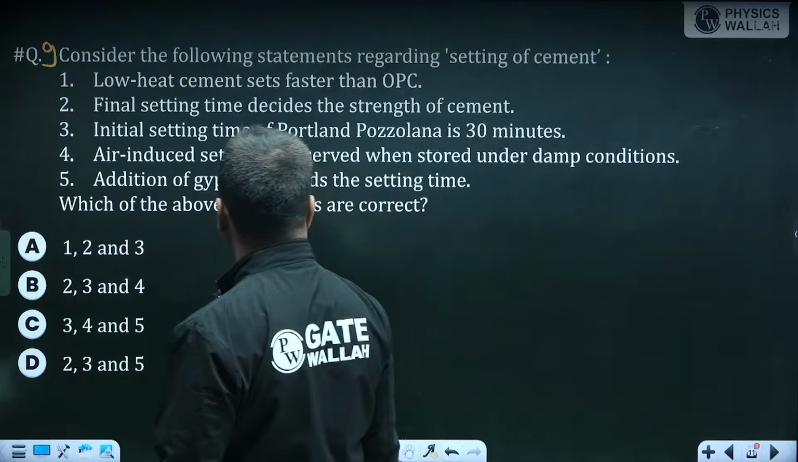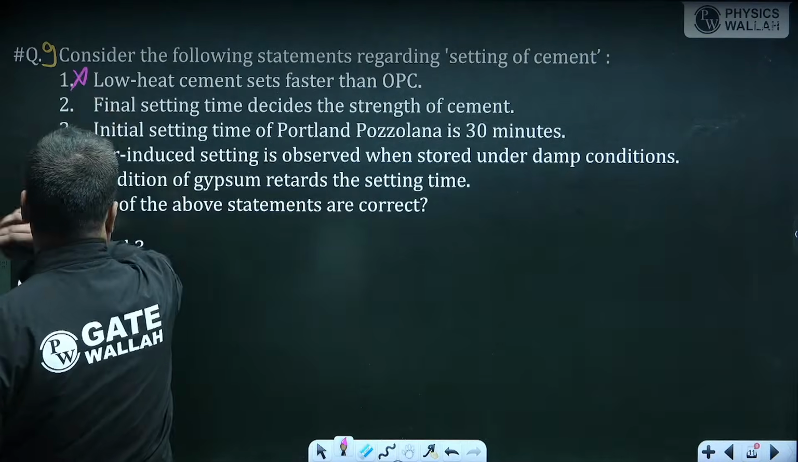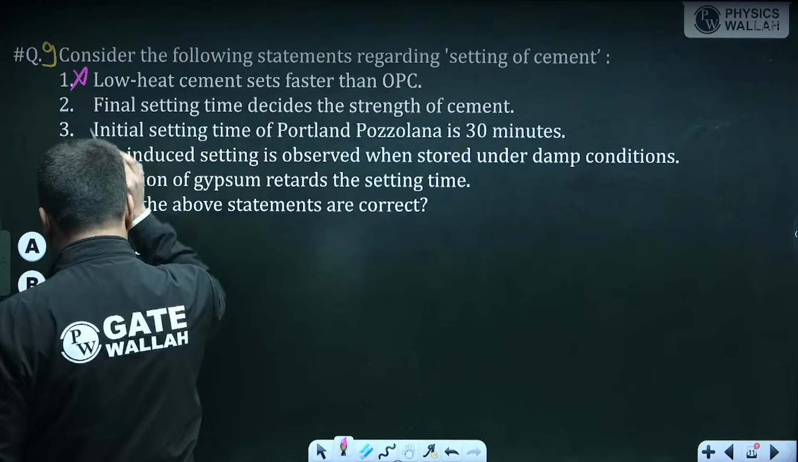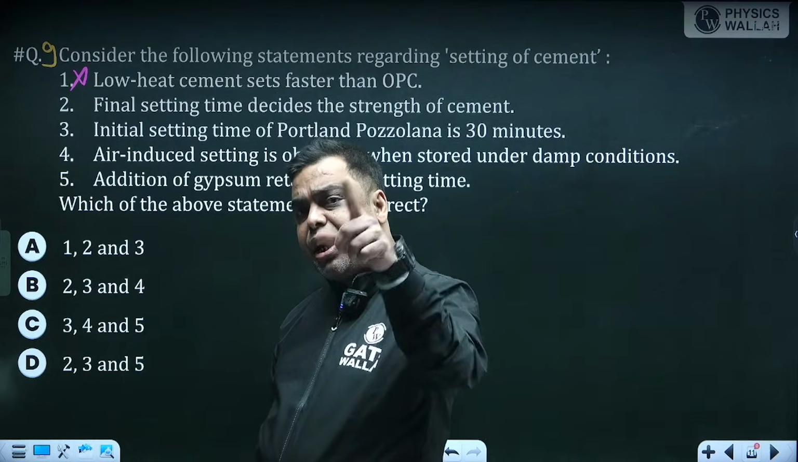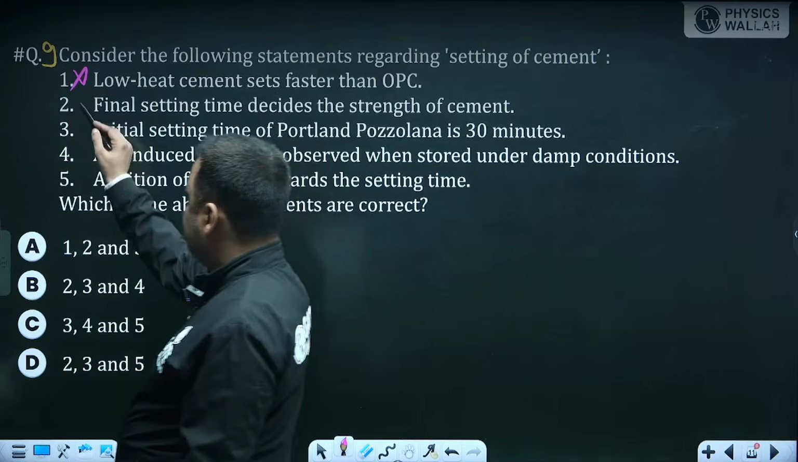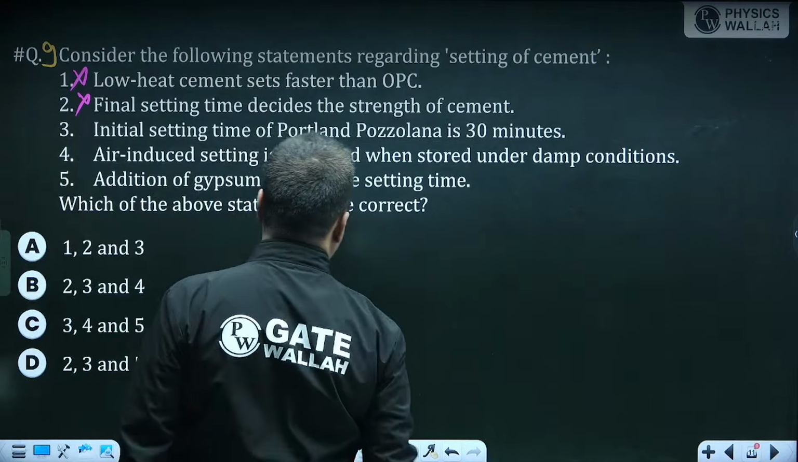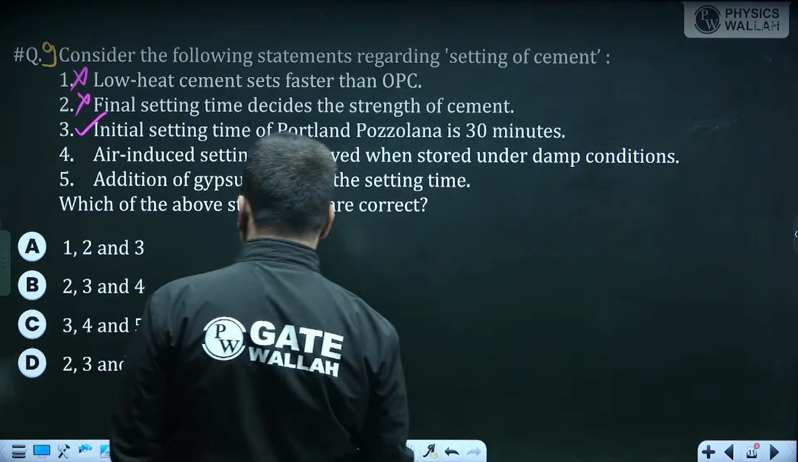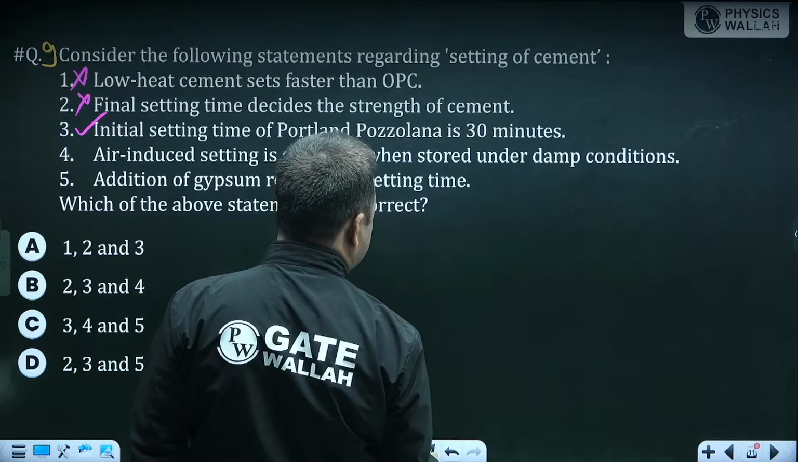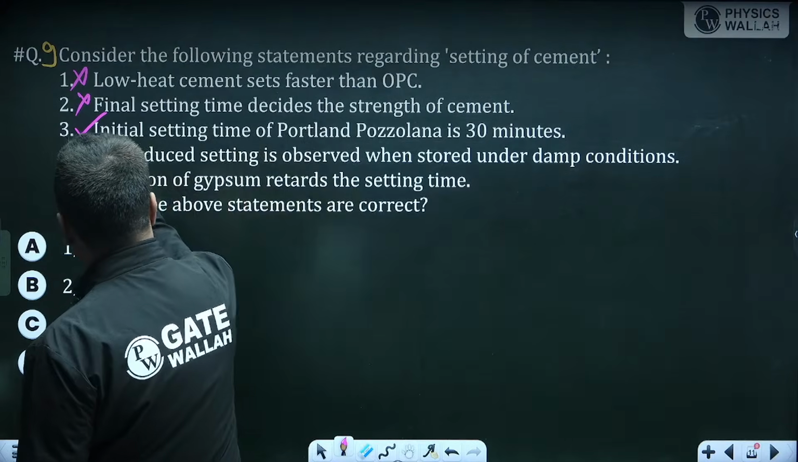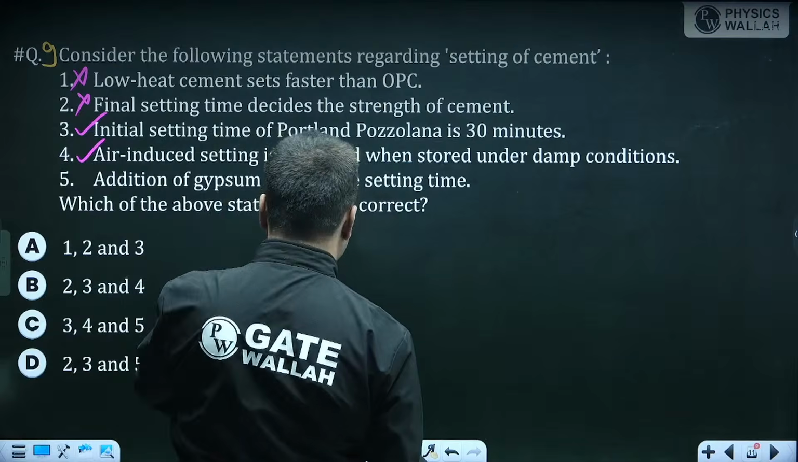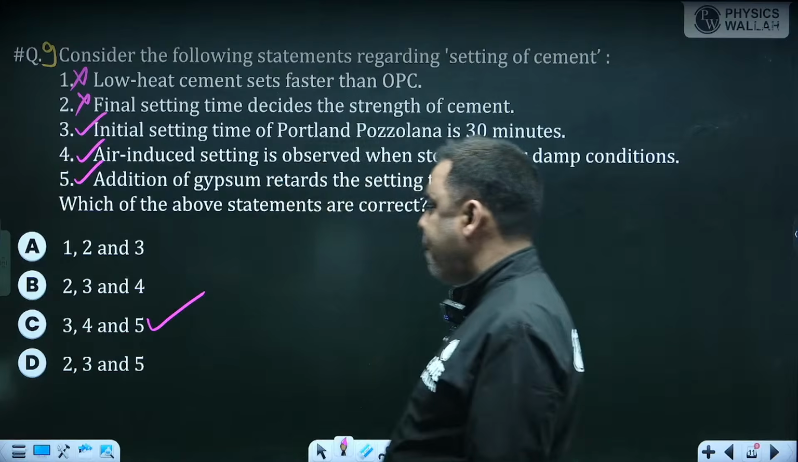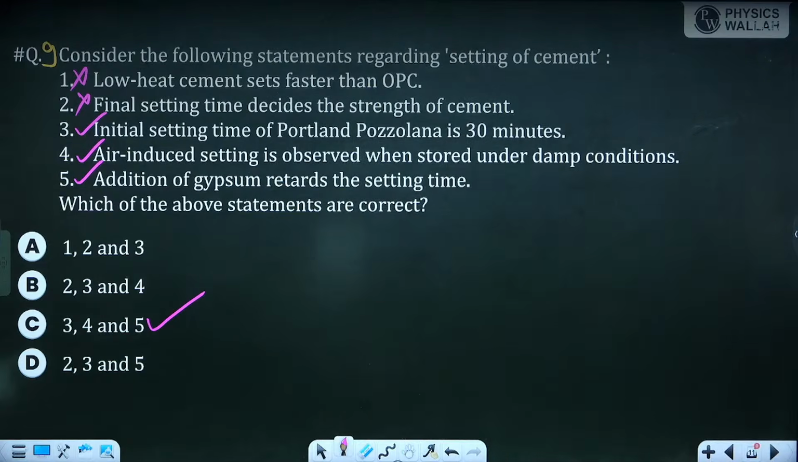See, low heat cement sets faster than OPC? No. Final setting time decides the strength of cement? No. Final setting time decides when we can open the formwork. So this is wrong. Initial setting time of Portland pozzolana is 30 minutes, yes. Air-induced setting is observed when stored under damp condition, yes. Atmospheric moisture affects that. Addition of gypsum retards the setting, we know that. 3, 4, 5, answer is option C.